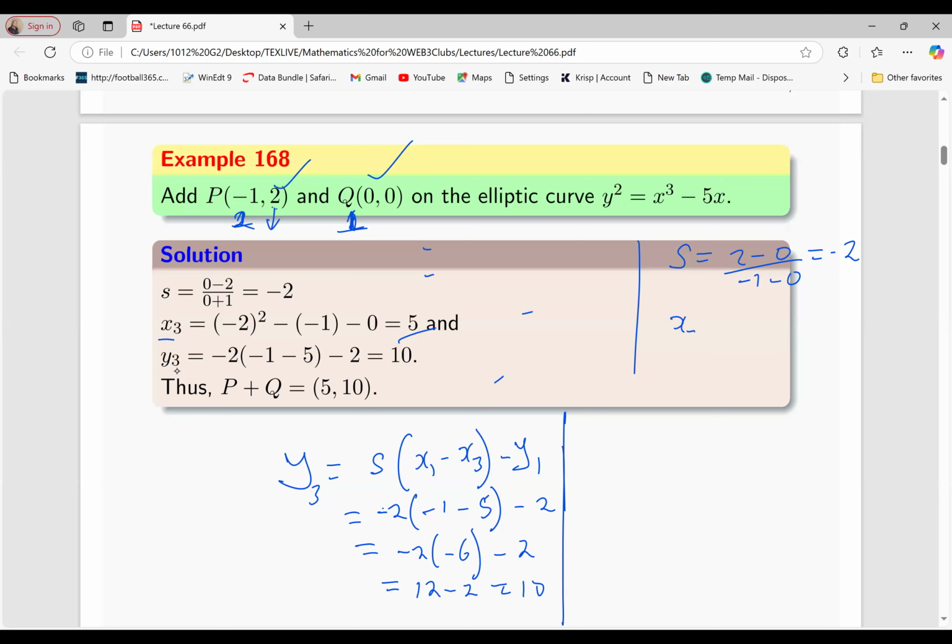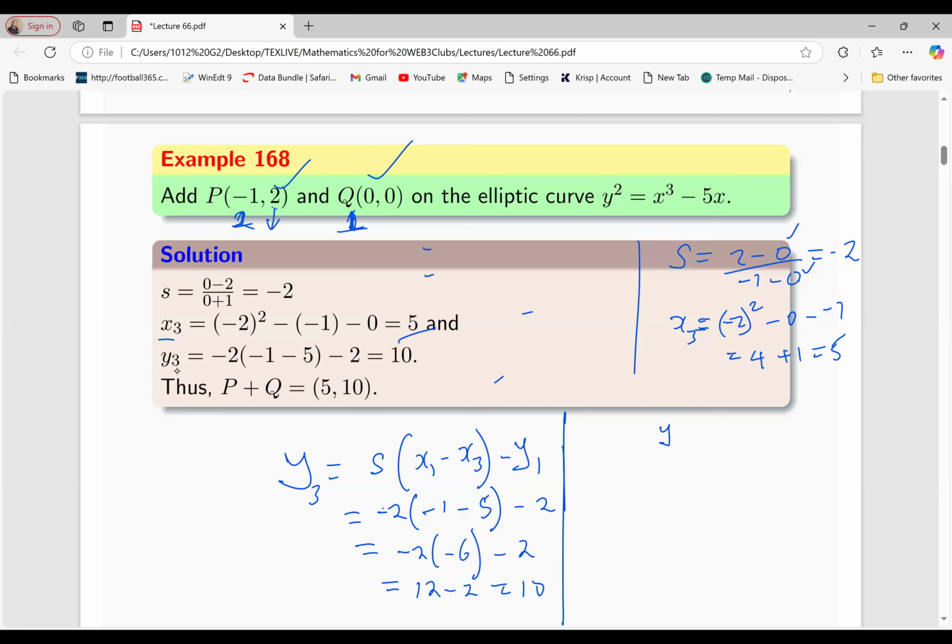Then what about x3? It becomes the gradient squared, then minus x1. This time x1 has been 0, and x2 has been -1. So this is the same as 4 plus 1, which is 5.